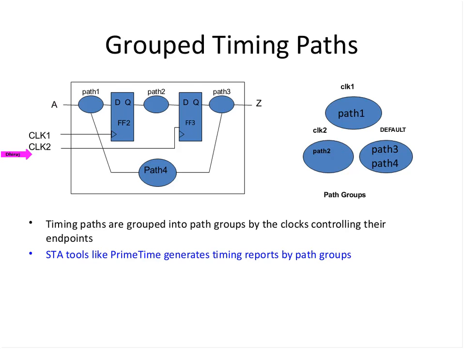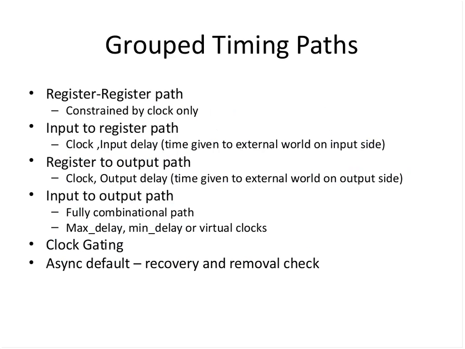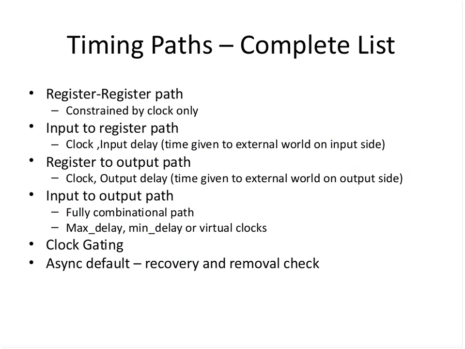So STA tools like PrimeTime will generate timing reports and sort them by the path groups, right? It will show the timing report within each path group. The complete list, we have seen register to register path.